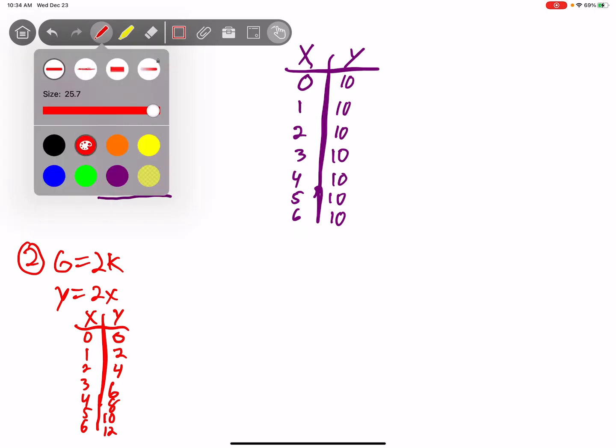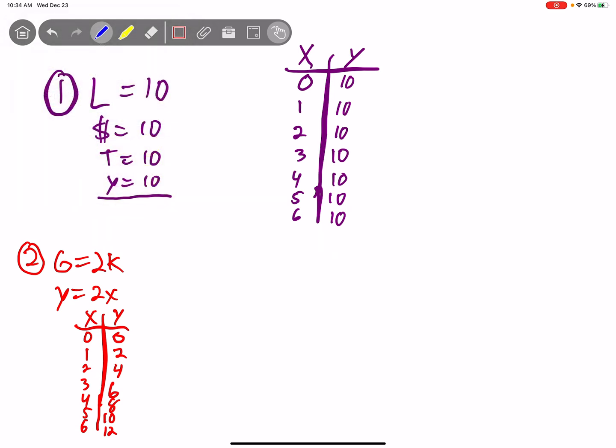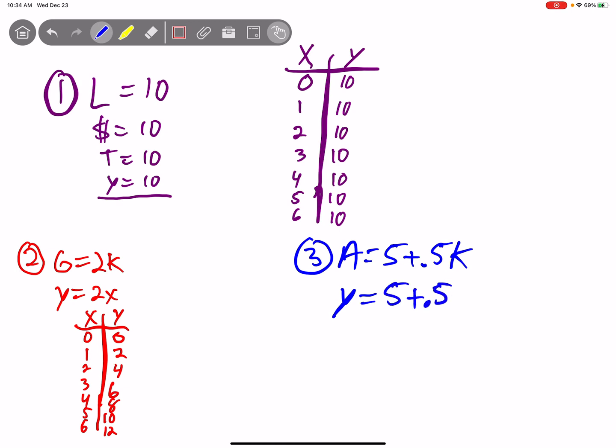And then finally, let's go to Alana. Alana gets $5 plus 50 cents per kilometer. I'm going to change that to y equals 5 plus 0.5x. Here's what her table looks like. X, Y, 0, 1, 2, 3, 4, 5, and 6.